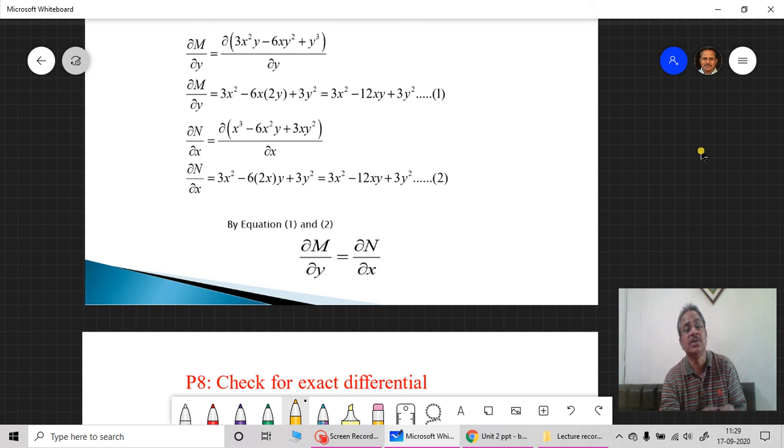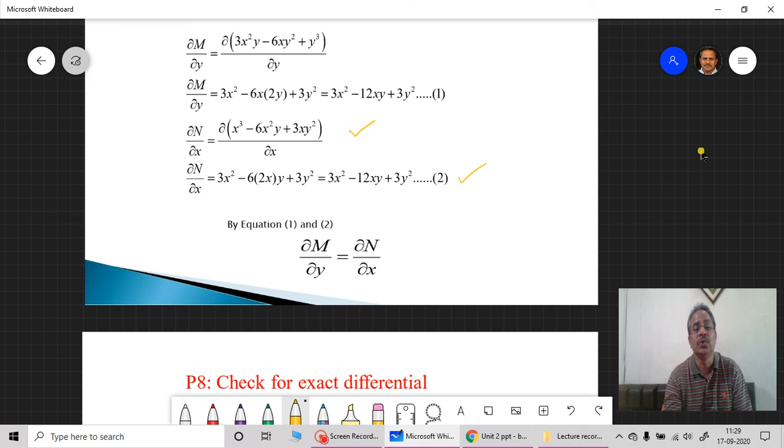Similarly, get the differential of n, that is delta n upon delta x. The differential of x cube with respect to x is 3x square. The differential of 6x square y is 6 into twice x into y, that is 12xy, plus 3y square. Using this, that again gives 3x square minus 12xy plus 3y square. That is my equation number 2.